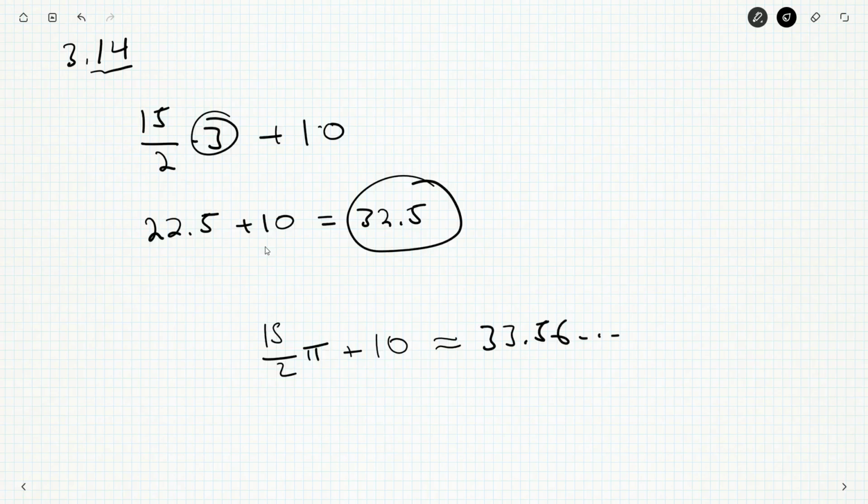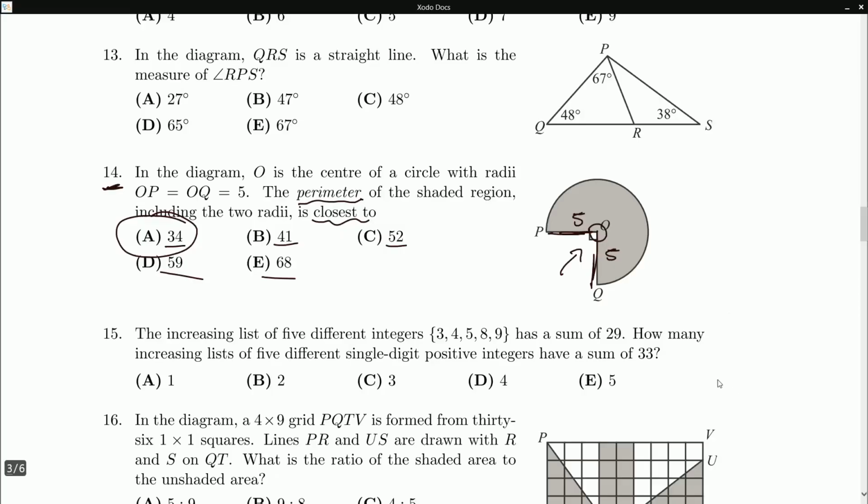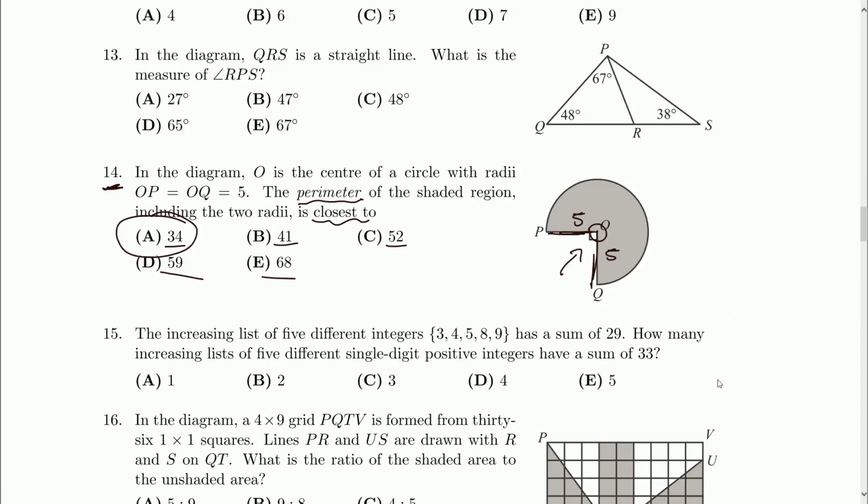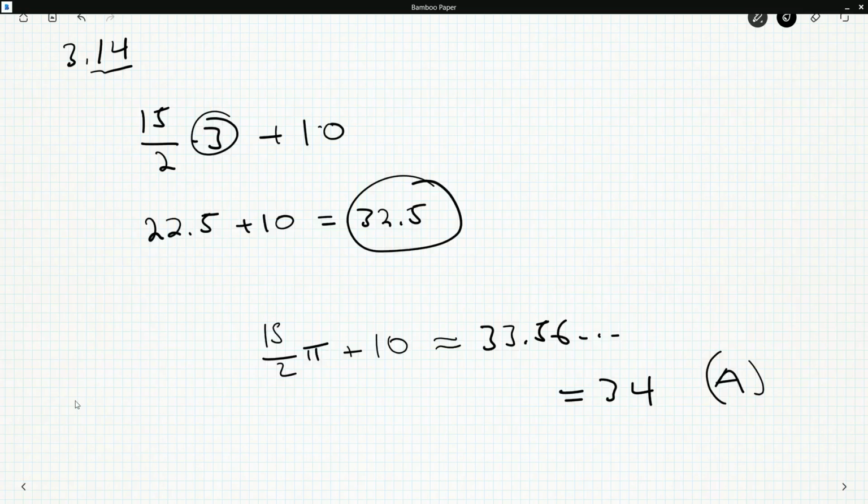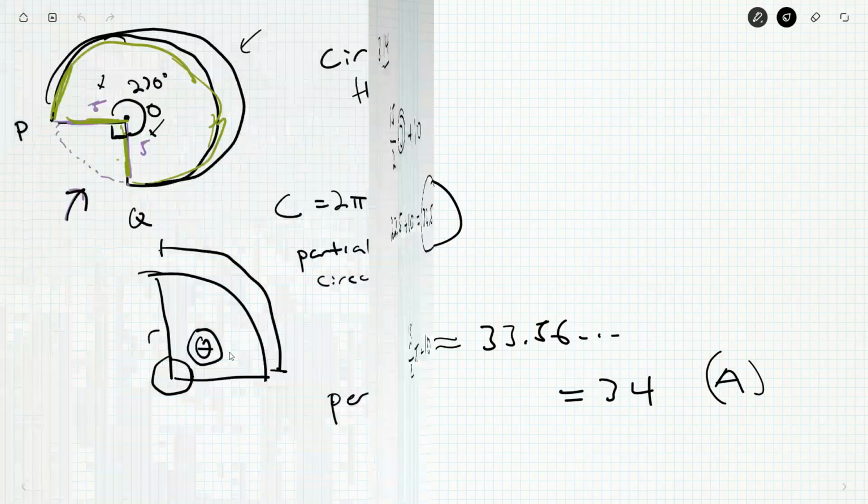33.56, something, something, something. I'm just rounding it up to 34, and that is an answer of A. Now, I do want to double check my work just because I'm a little suspicious because all these numbers here are so much bigger. I picked the smallest answer. That doesn't mean it's wrong, but it does make me want to go back and double check. Did everything make sense?